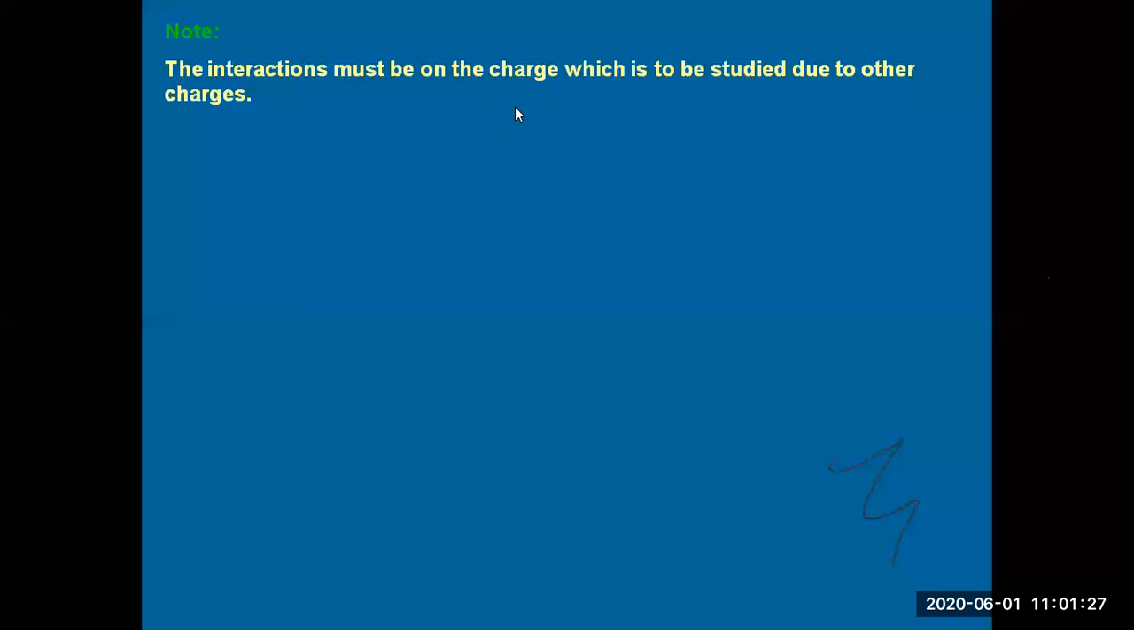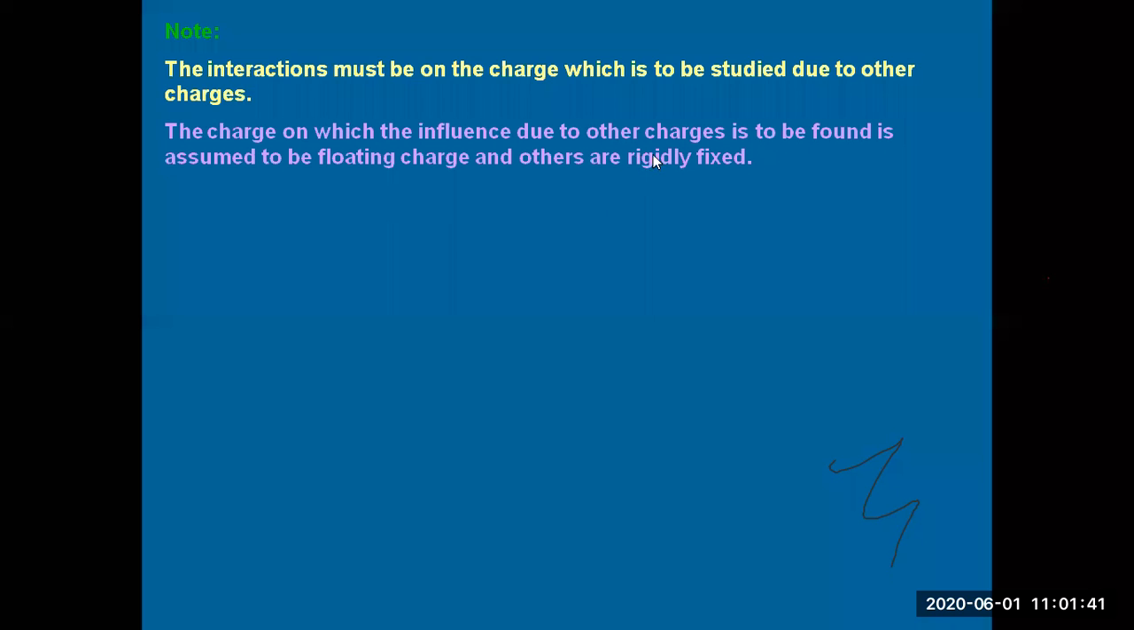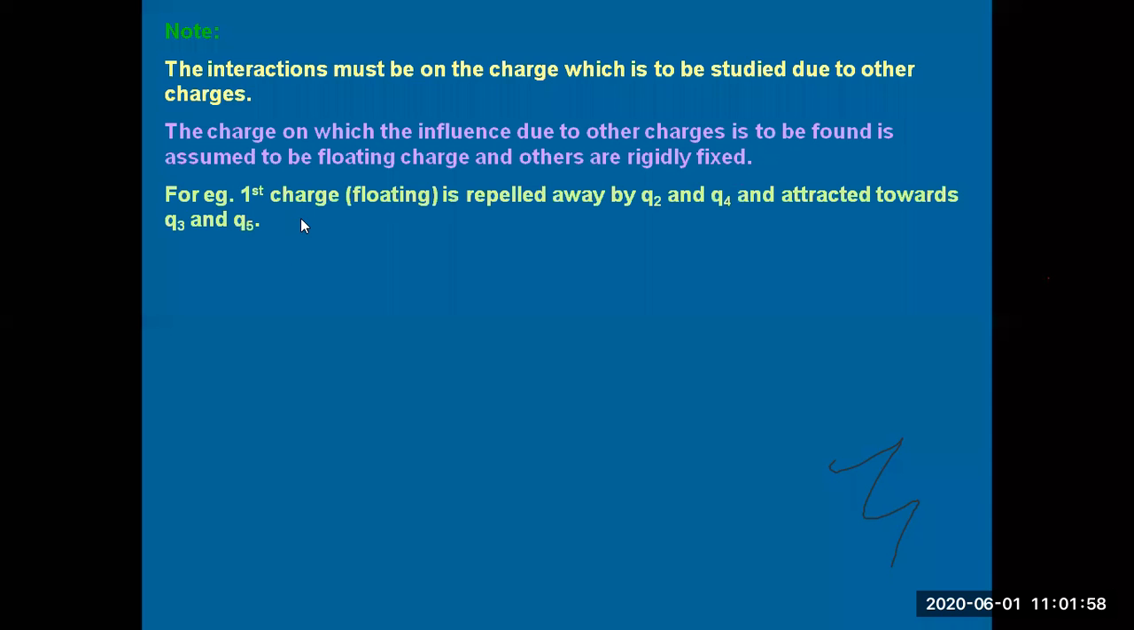The interaction must be on the charge which is to be studied due to the other charges. So if you write F12, it is the interaction on charge 1 due to the second charge. That is the meaning there. The charge on which the influence due to the other charges is to be found is assumed to be the floating charge and the others are fixed. So if I say 1 and 2, the second charge will be fixed, the first charge will be floating, meaning it can move. For example, if the first charge is floating, then it will be repelled away by Q2 and Q4 and attracted towards Q3 and Q5.